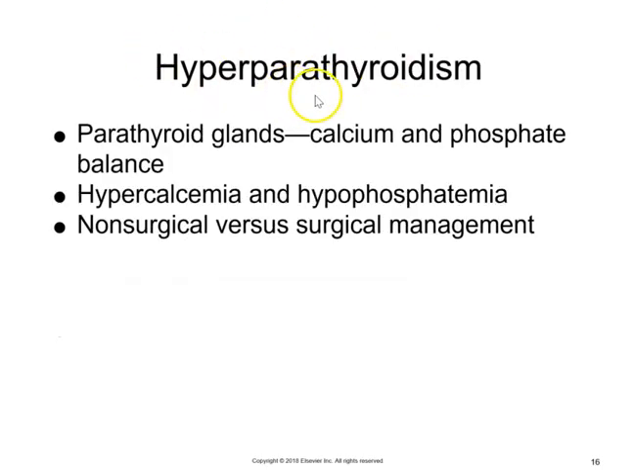Moving on to hyperparathyroidism. The parathyroids are going to maintain calcium and phosphorus balance. The parathyroid hormone PTH is going to act directly on the kidneys, causing increased reabsorption of calcium and increased phosphorus excretion.